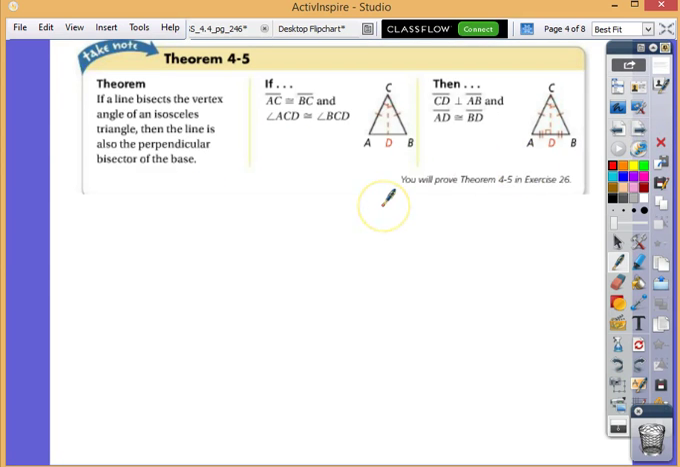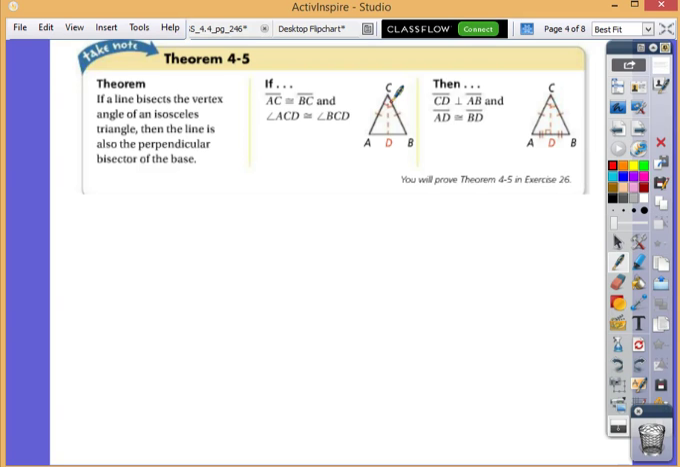All right. More isosceles triangle theorems. We're going to get a bunch of them. So this one doesn't have a name. You're basically going to have to write it out. If AC equals BC and ACD is congruent to BCD, in other words, if this line right here is in an isosceles triangle and it bisects the vertex angle, so in an isosceles triangle, if a line bisects the vertex, then it is the perpendicular bisector of the base.